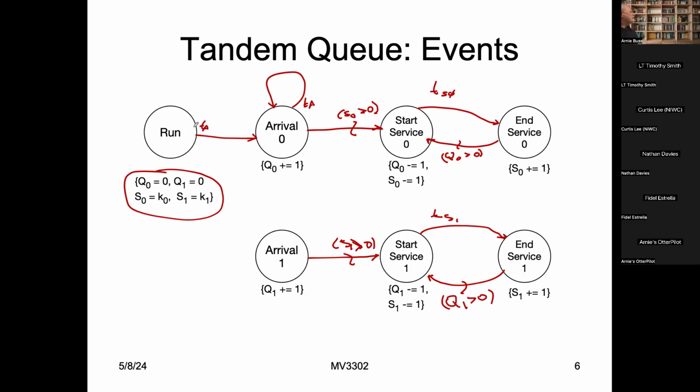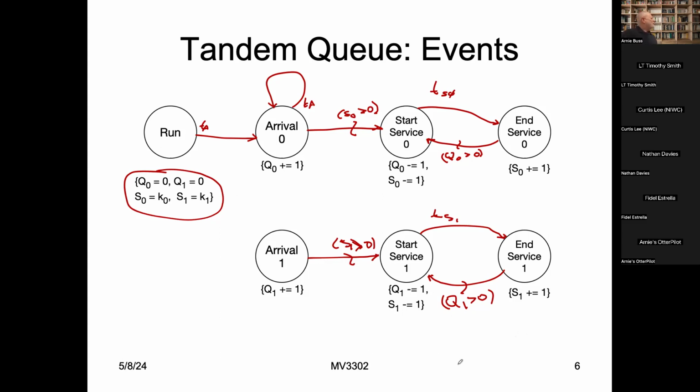Well, we have our run event. It's going to schedule arrival. It's going to schedule another arrival. Assuming we have our Ks in place, it'll schedule a start service. That'll schedule another one of these. That'll go back like this, and then notice that none of these events are ever going to get scheduled.